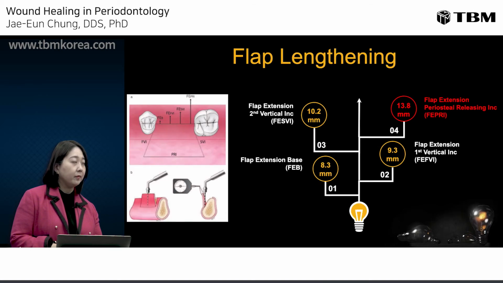In many cases of implant surgery, the regeneration technique such as GBR is accompanied by implant placement. For successful GBR, primary closure is the most important thing. And for primary closure, we have to advance the flap coronally. How can we achieve the flap lengthening? Flap can be advanced about 1 mm by 1 vertical incision and 2 mm by 2 vertical incisions, and 5 mm by periosteal releasing incisions. So, periosteal releasing incision is the most efficient method for flap lengthening.